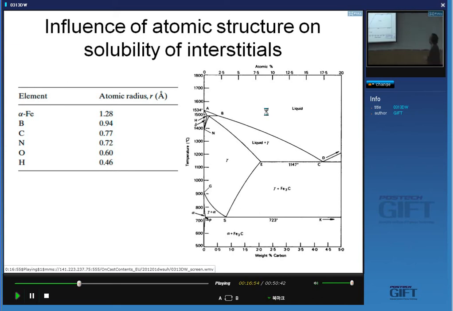So when you see the atomic size of the boron, carbon, nitrogen, oxygen, or hydrogen, you can see all of the interstitial atoms except hydrogen have larger diameter than the biggest interstitial site given by the iron lattice. Because the biggest interstitial site size is around 0.5, but the radius of most of these atoms is larger than 0.5. So when you put this atom into iron lattice, it will distort the lattice. That is one of the reasons why, when you put the interstitial atom into the iron lattice, the strength is increased.